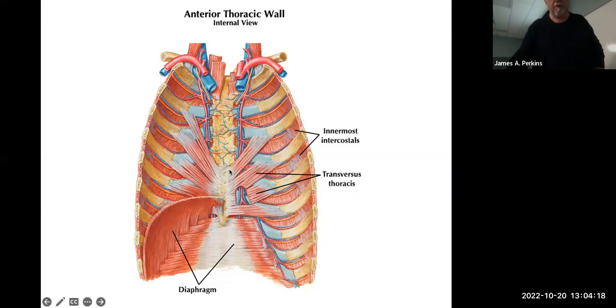There is one other set of muscles, one other muscle that's visible here on the inside of the thorax. It's called transversus thoracis.